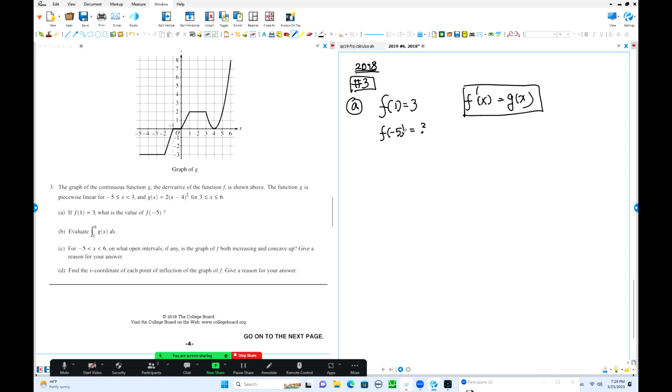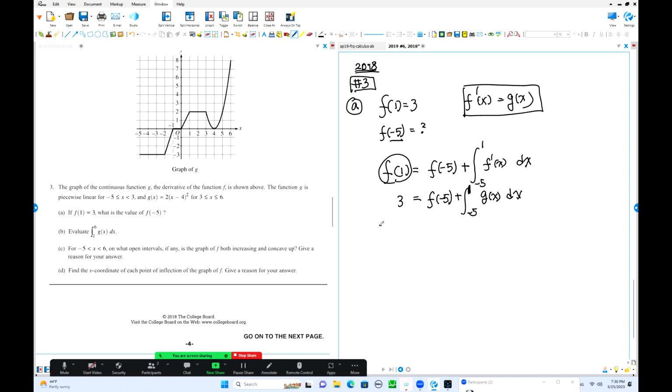f of 1 is later, and negative 5 is before. So f of 1 equals f of negative 5 plus the change, everything in y from negative 5 up to 1. f prime of x is g of x. So 3 equals f of negative 5 plus the integral from negative 5 to 1, where f prime of x is given by the graph of g of x.